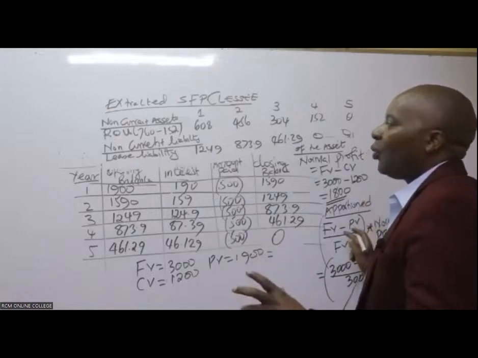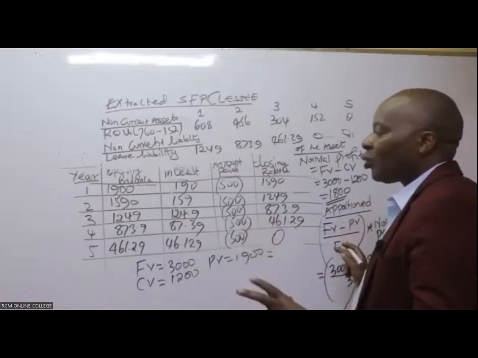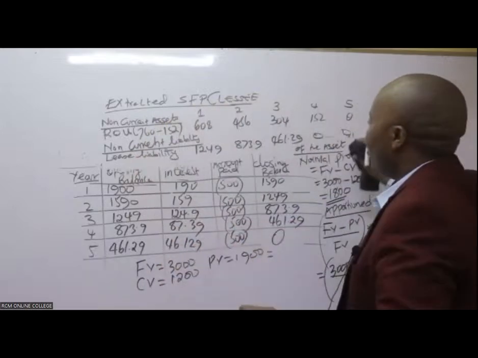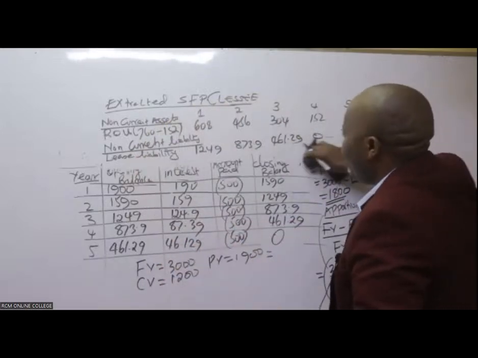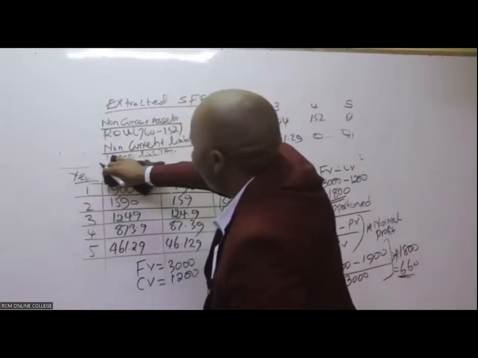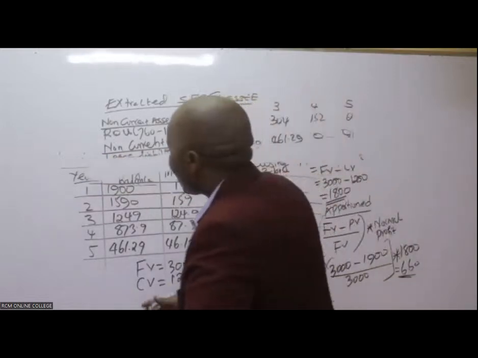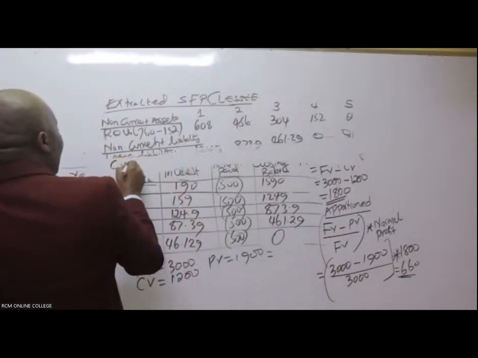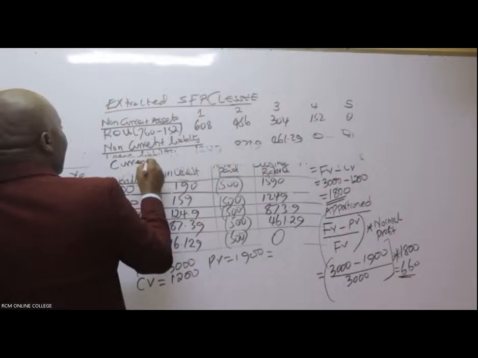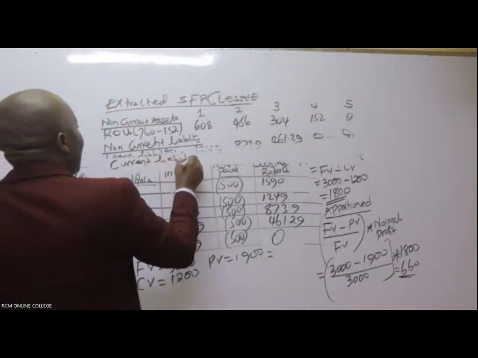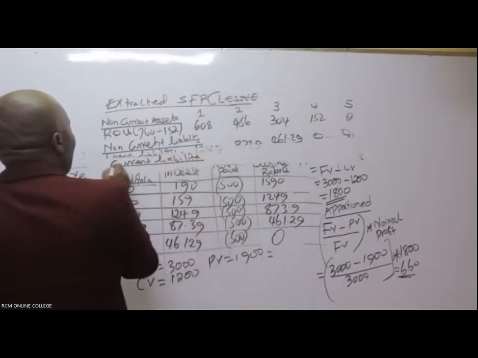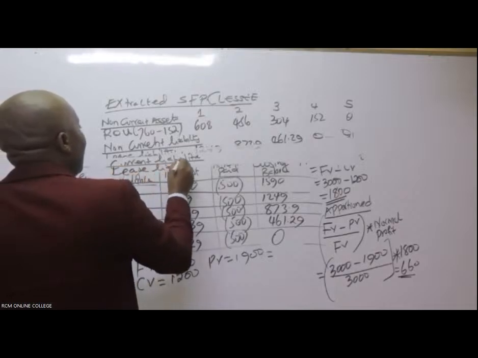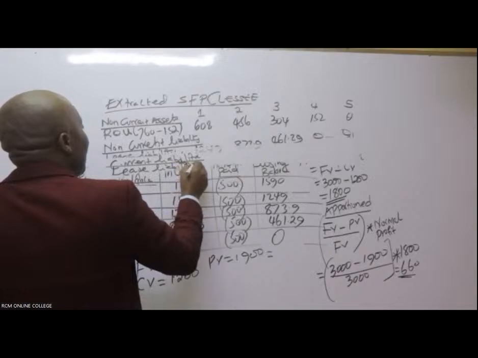Now, from there, we shall be able to book the current liability. Let's book the current liability. So under current liability, what do we have? We have a lease liability again. The same name, a lease liability.